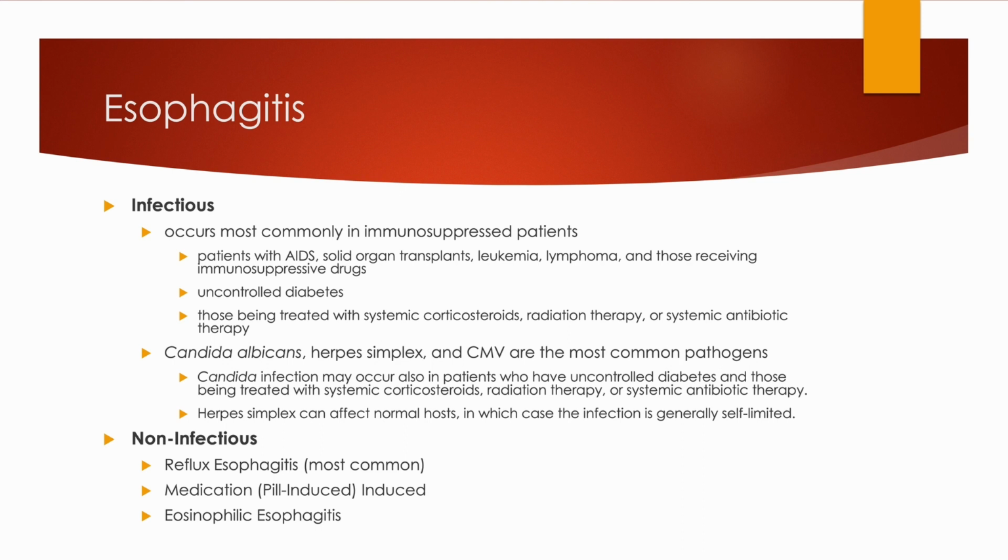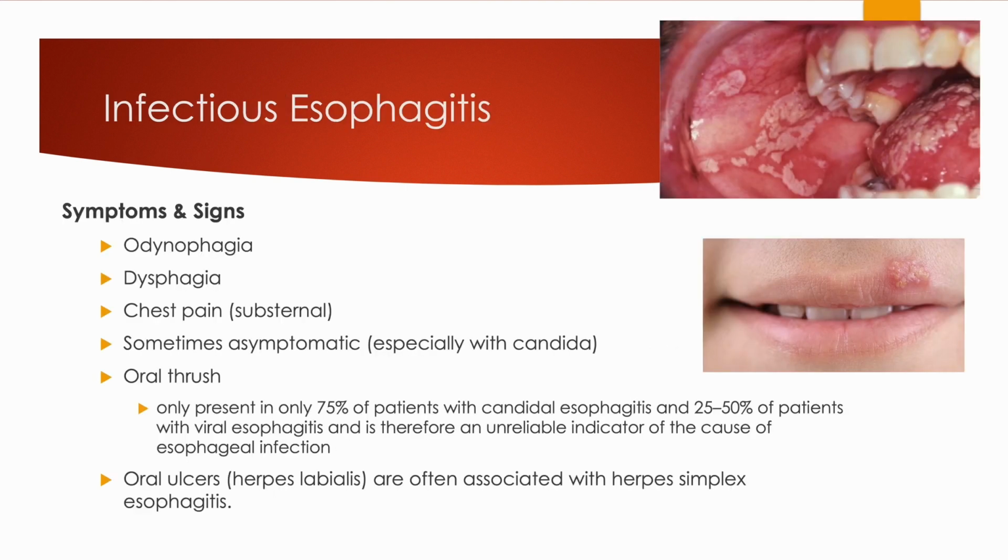We also have other non-infectious causes such as medication-induced or pill-induced esophagitis and eosinophilic esophagitis, which we'll go into one by one. So here's our infectious esophagitis. What do we usually see? Well, painful swallowing, odynophagia, and difficulty swallowing are the top two symptoms. Depending on how far down the infection goes, if it extends the length of the esophagus, you can also get some substernal or retrosternal chest pain. And in a lot of cases, especially with Candida, patients actually have no symptoms. It can be asymptomatic.